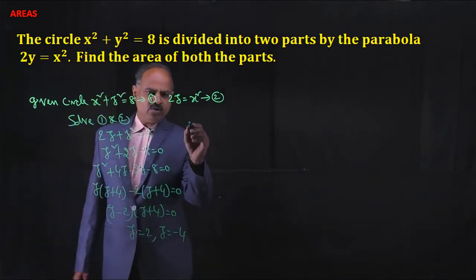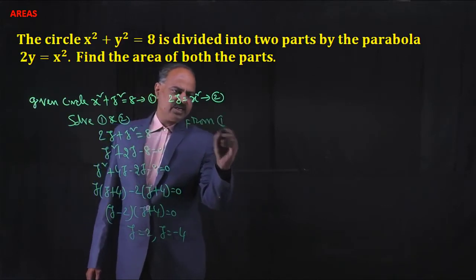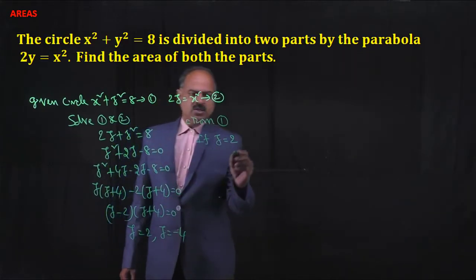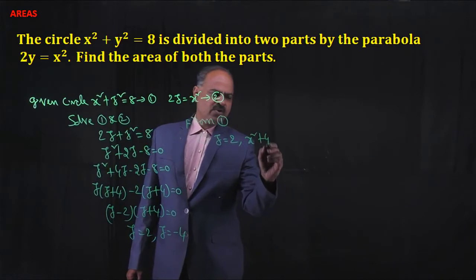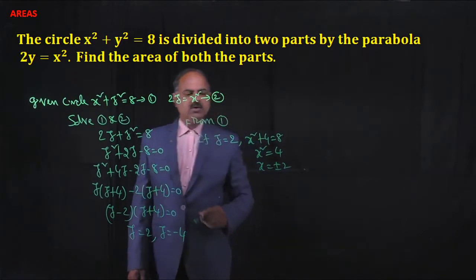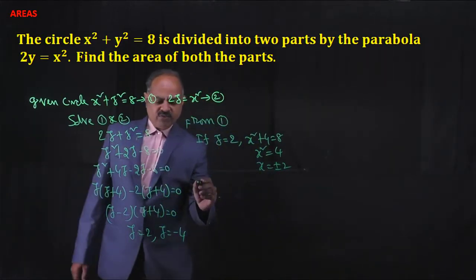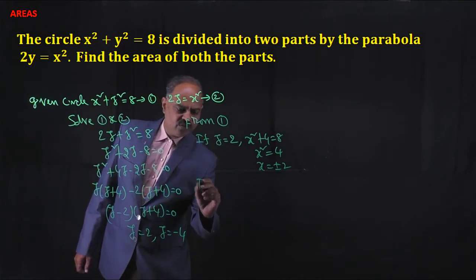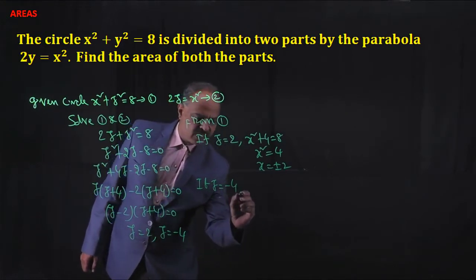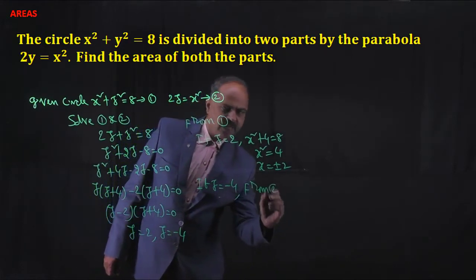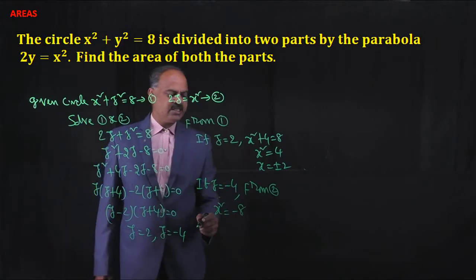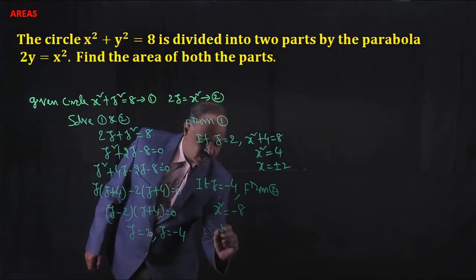So if y equal to 2, from equation number 1, x square plus 4 equal to 8, so x square equal to 4, x equal to plus or minus 2. If y is equal to minus 4, from equation number 2, here x square is equal to minus 8. So here it is not possible.